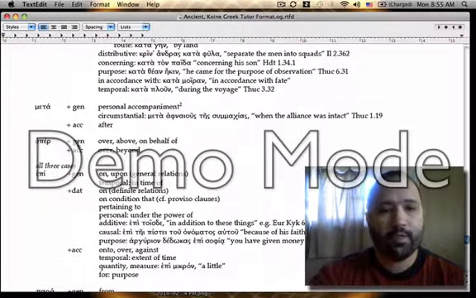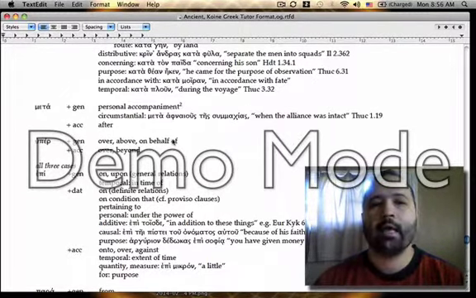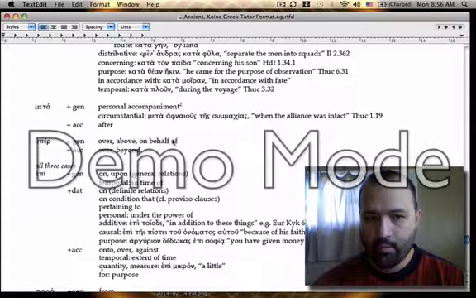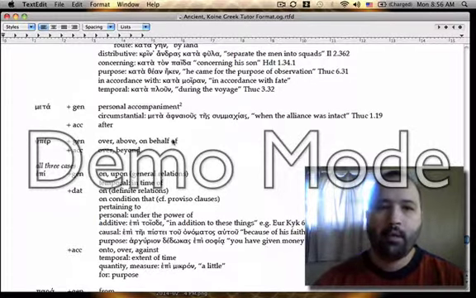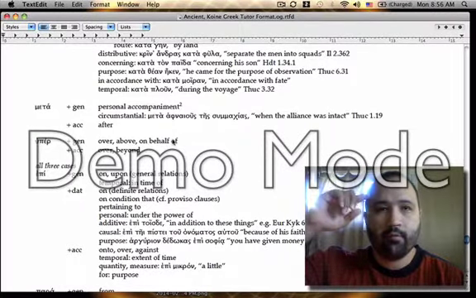Hyper is used with the genitive and with the accusative. Which means over, above, on behalf of, when used with the genitive. So if I were to say, hyper tu adelfu mu, on behalf of my brother. Hyper with the accusative means over or beyond.